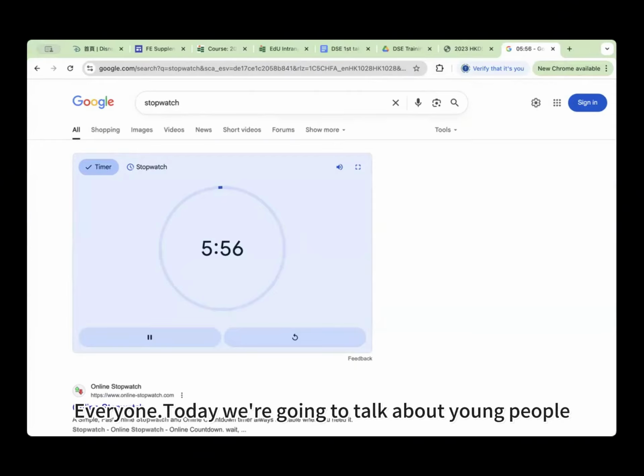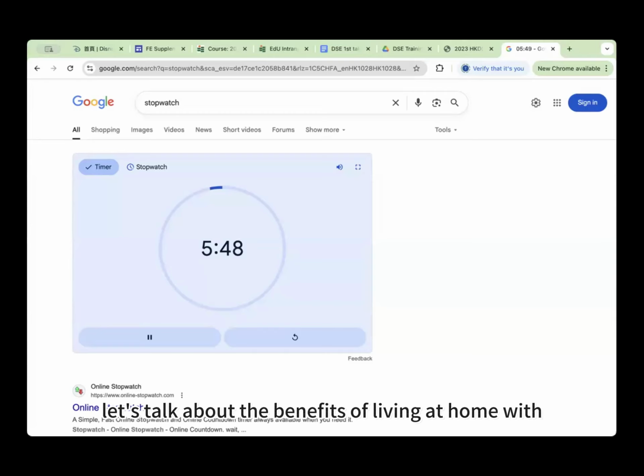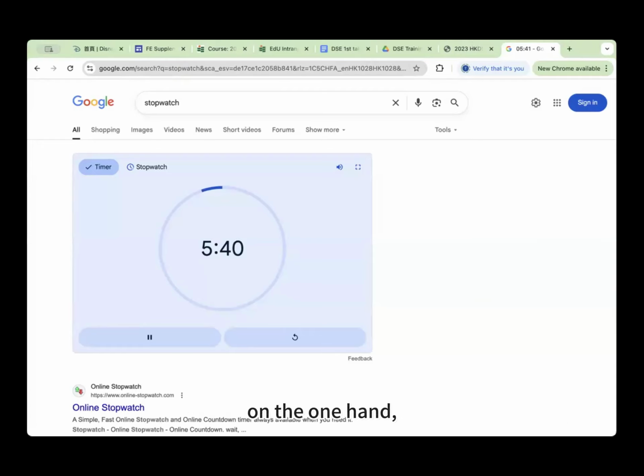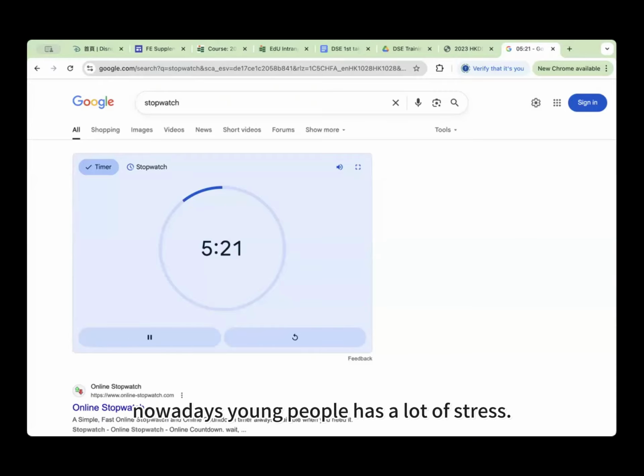Hello everyone. Today we're going to talk about should young people live with their parents. And first, let's talk about the benefits of living at home with your parents. From my point of view, I think there are two advantages. On the one hand, living with our parents can give us some emotional support. Maybe living with our parents, they can provide comfort, security, and a strong support system during challenging times. Especially nowadays, young people have a lot of stress, and sometimes they maybe have some mental health problems. So living with our parents, maybe we can get some mental health help. And on the other hand, we can share some responsibilities with our family, reducing stress for everyone.